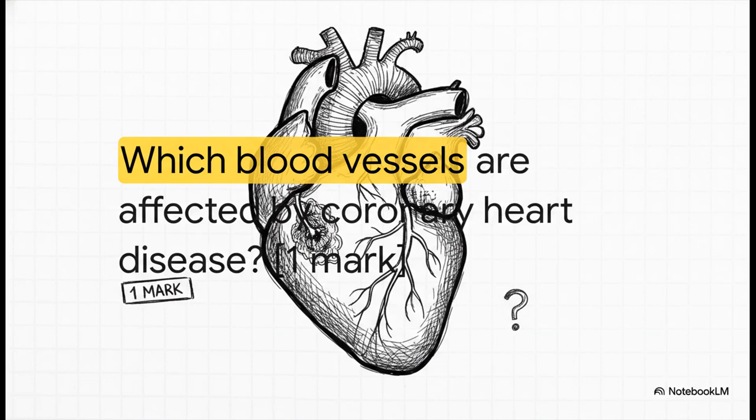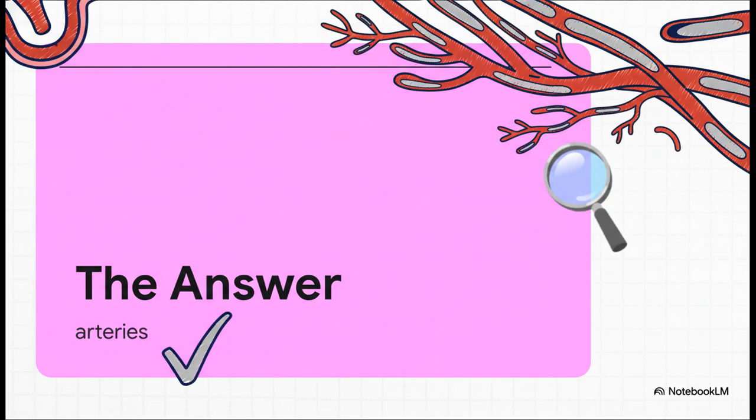Which blood vessels are affected by coronary heart disease? This is a pure knowledge question. No messing around. They are looking for one specific thing. And boom, there it is. The mark scheme could not be clearer. One word, arteries. That's it. No need for a long sentence, no other options. Just the precise, correct term. And just like that, that's your first mark in the bag.